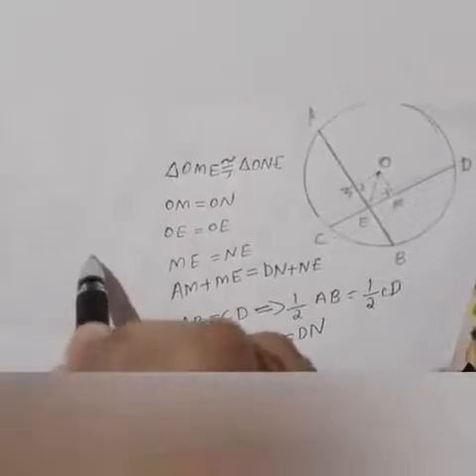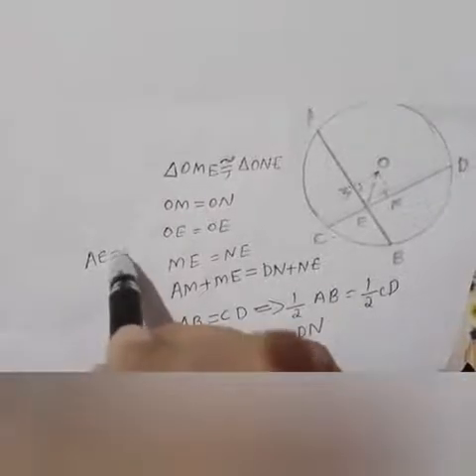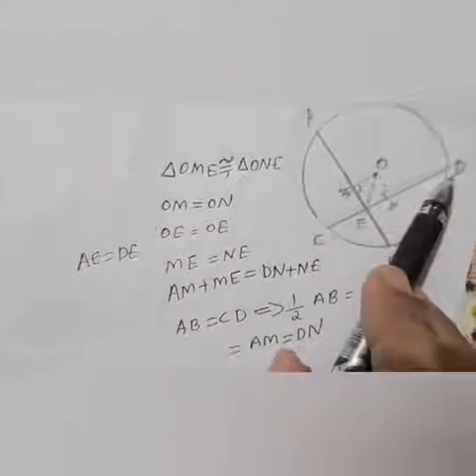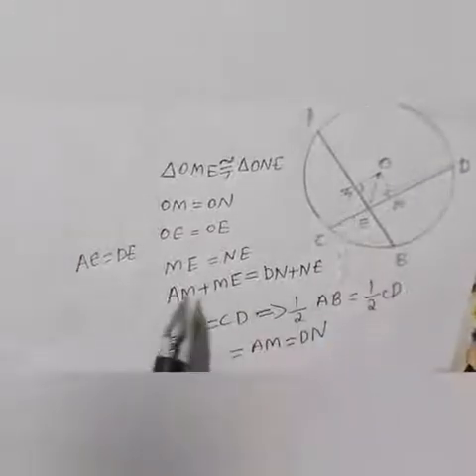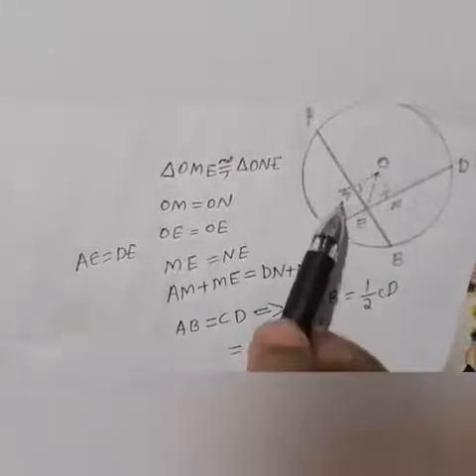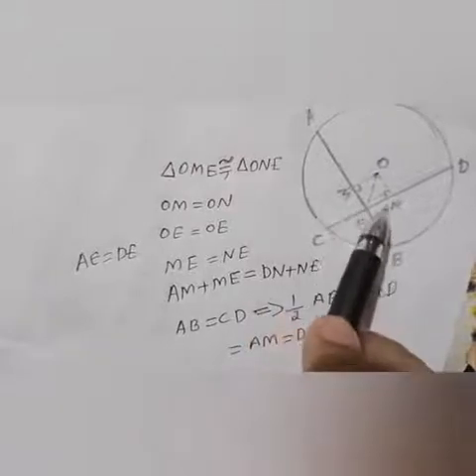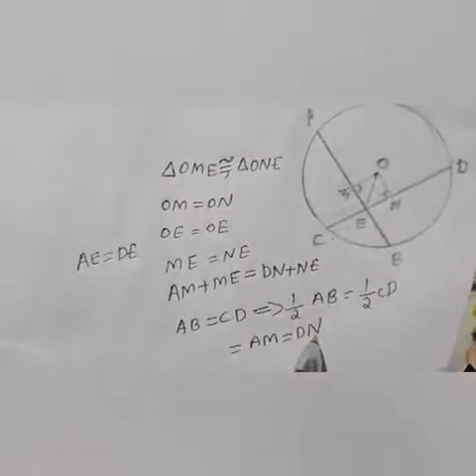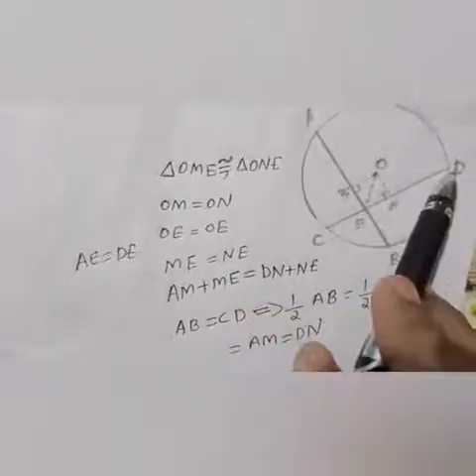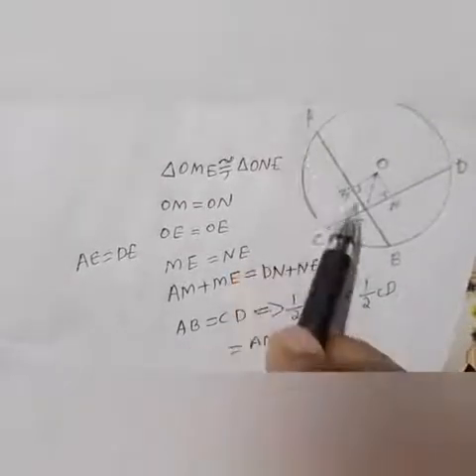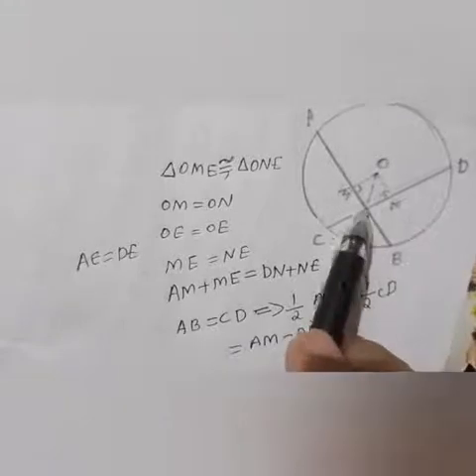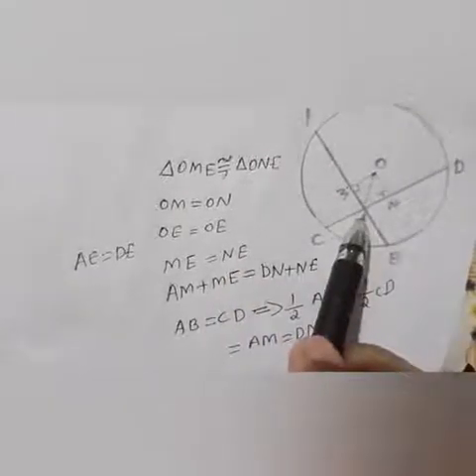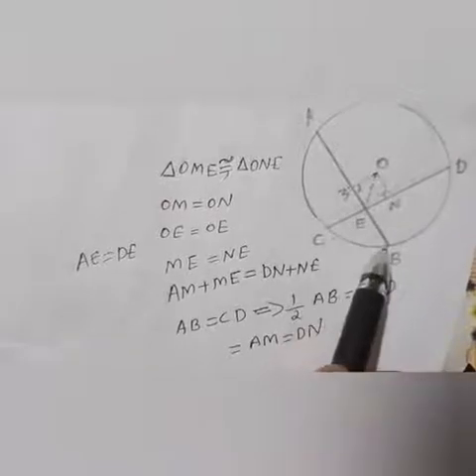Now AE equal DE. AE means this one. Why? We already proved ME equal NE, that means these two portions are equal, and here we proved that AM equal DN. That means these both are equal. AE equal DE. Now next we need to prove these two are equal.